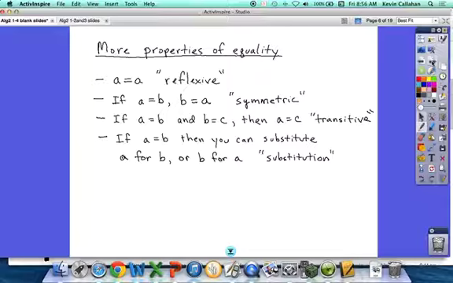The next one is called transitive. If A equals B and B equals C, then A must equal C, right? Because A and C both equal the same thing. A equals C.